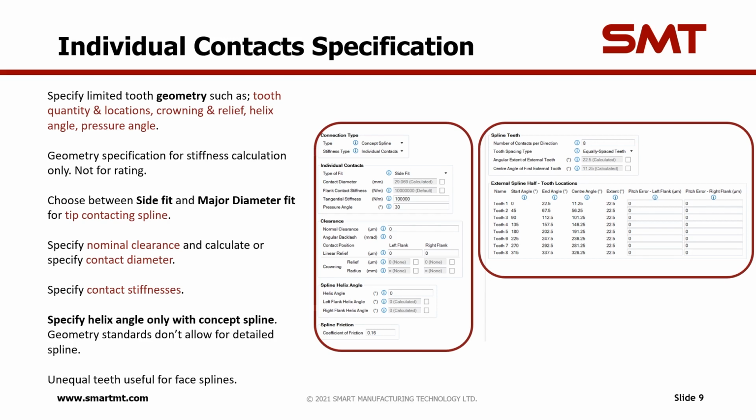Within the specification here, we can put in a nominal clearance and we can calculate or specify the contact diameter. We also have the ability to specify the contact stiffness. There will be a default value that's put in the settings. However, this is just a generic default value, so you're probably going to want to modify this based on your system.